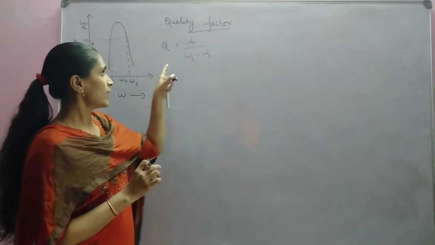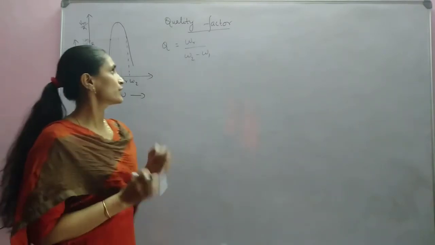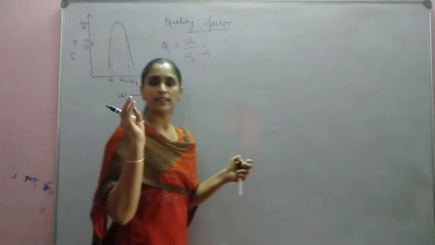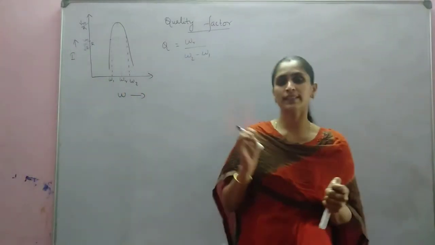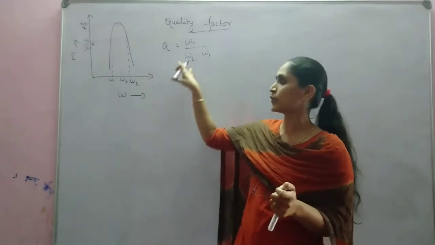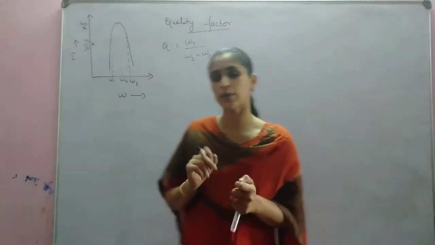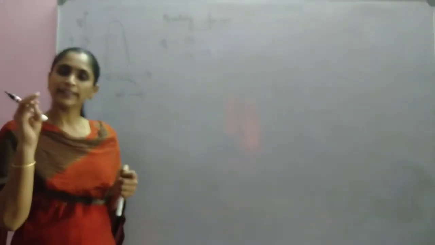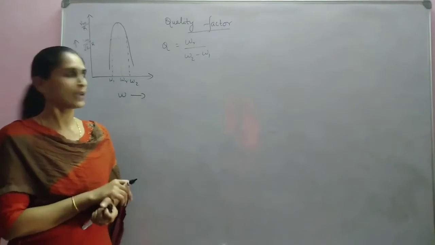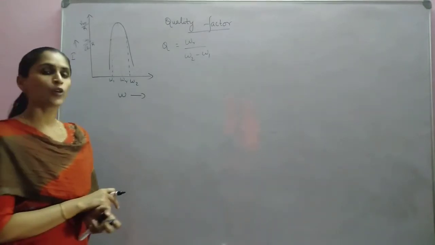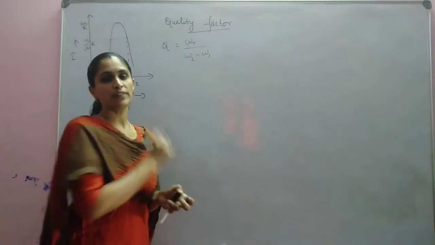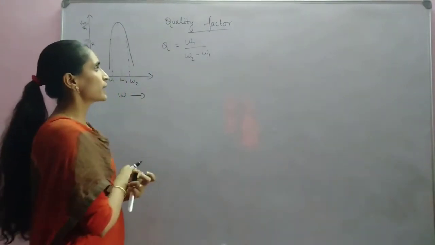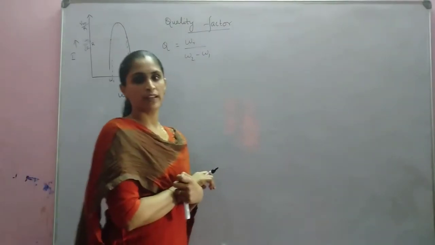Now we are going to find an expression for this quality factor in terms of inductance, capacitance, resistance, because omega 2 and omega 1, if the graph is not given, we cannot find them. So in terms of inductance, capacitance and angular frequency, we can find an expression for the quality factor. That only we are going to discuss now. Here it is given Q is equal to omega R by omega 2 minus omega 1.